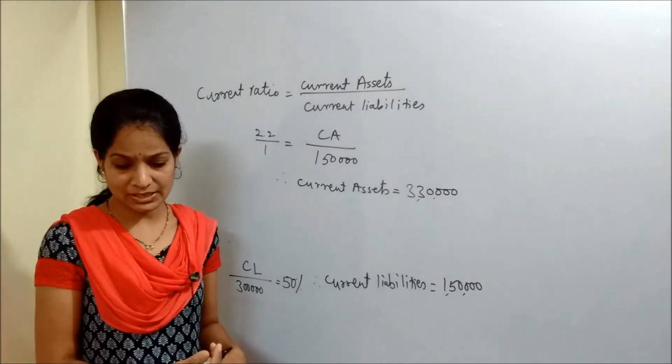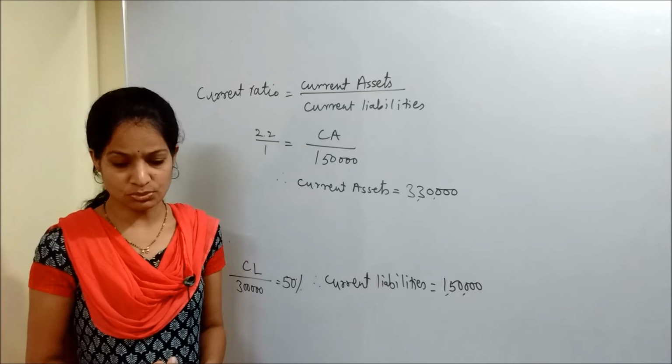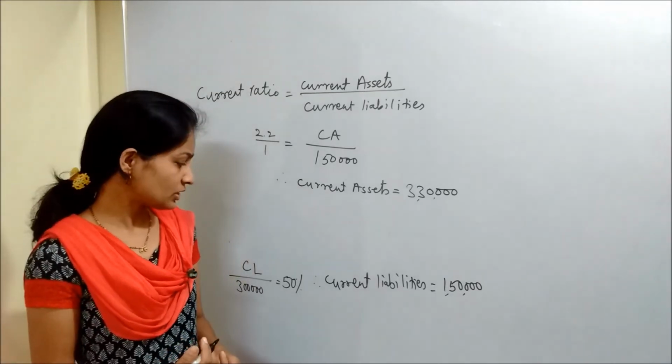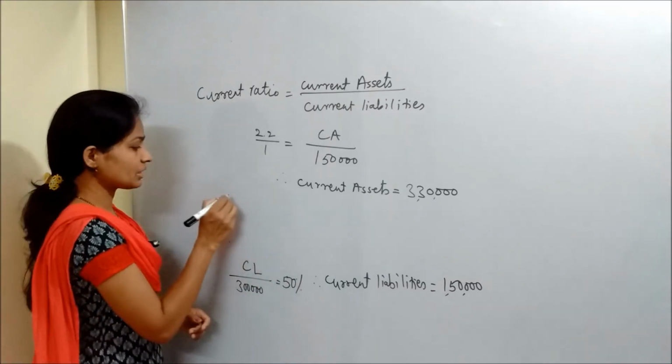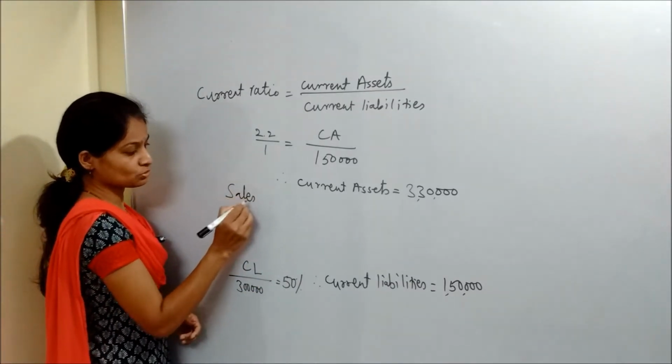Now check what else we can find out from the given ratios. Next is sales to inventory. Now I am writing here the sales to inventory ratio that is given.